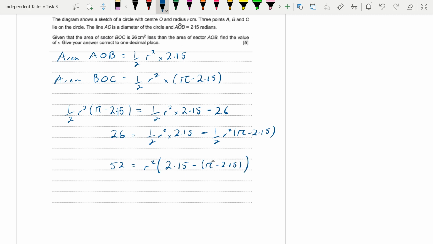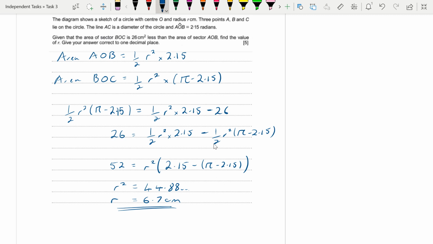Okay, and I'm going to divide by that bracket to find what R squared is. So R squared comes out as 44.88, which means R would have to be 6.7 centimeters. Again, if you have not left it in terms of pi all the way through like I did, you just got to be careful about your rounding and make sure you're not rounding too early.